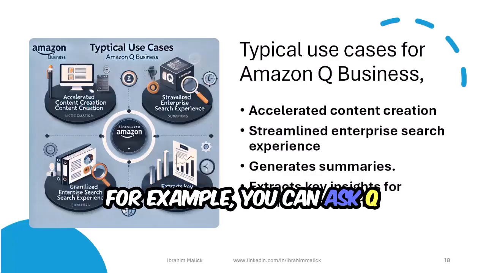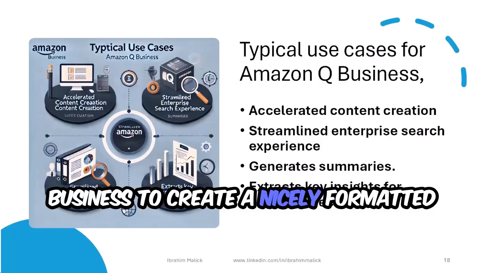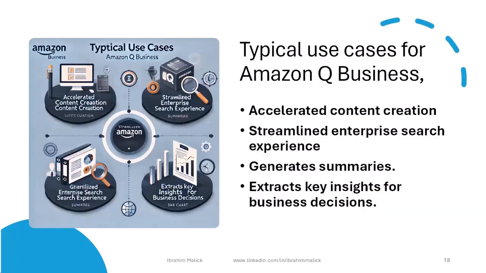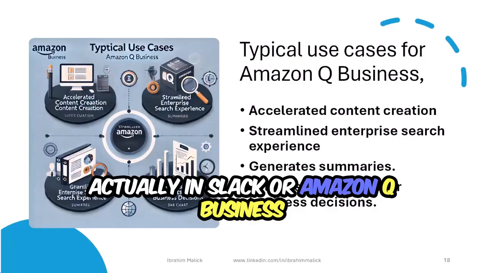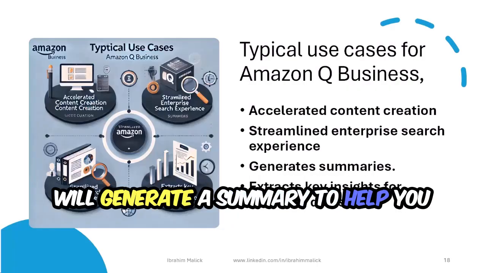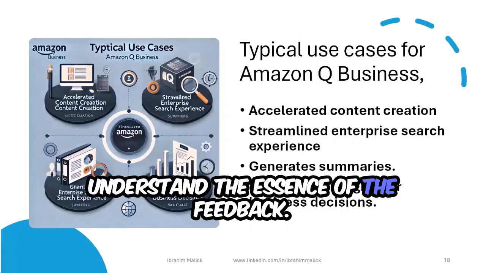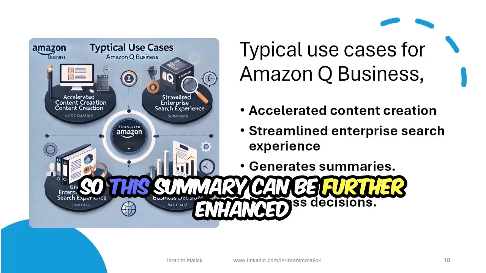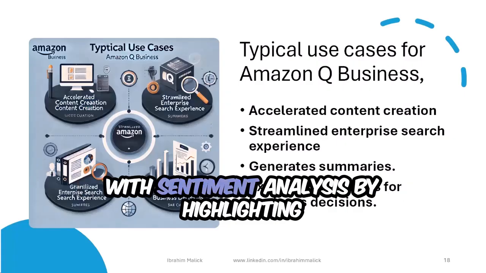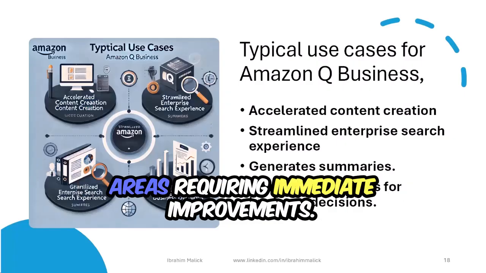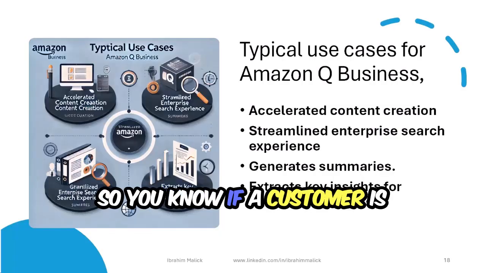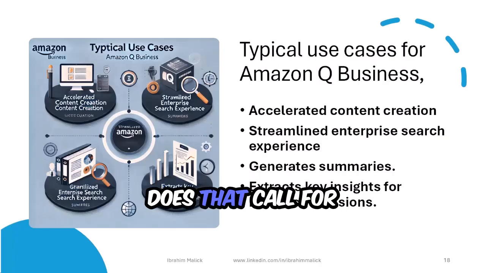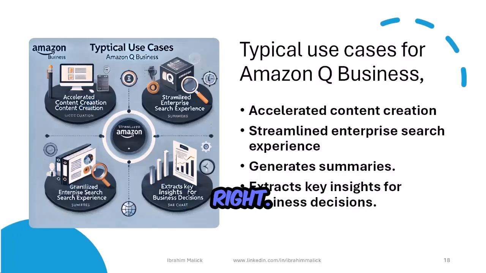For example, you can ask Q Business to create a nicely formatted summary of the customer's feedback on the pricing structure, actually in Slack, and Amazon Q Business will generate a summary to help you understand the essence of the feedback, right? Scaling knowledge and speeding comprehension. So this summary can be further enhanced with sentiment analysis by highlighting areas requiring immediate attention. So, if a customer is about to leave your service, does that call for an additional intervention, right?